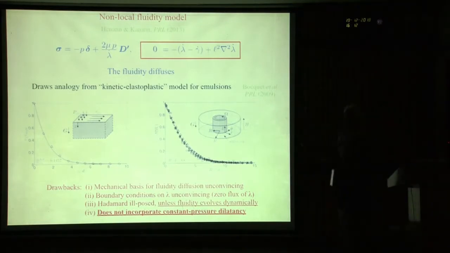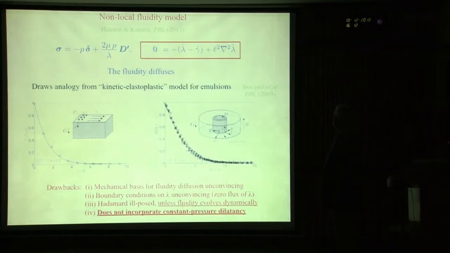There was a non-local fluidity model proposed by Ken Kamrin at MIT and his co-workers, where he proposed that this fluidity that I introduced a few slides ago is not a local quantity, it diffuses, or it can diffuse. And he wrote down this balance for the fluidity. It's just a simple diffusion equation.